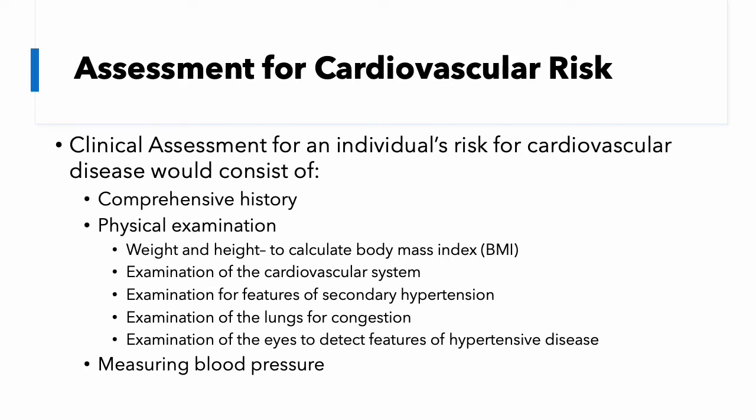Examination of the cardiovascular system, because that examination may show things that can indicate an underlying cardiovascular illness. Examination for features of secondary hypertension, because as we know, high blood pressure puts an individual at an increased risk of developing cardiovascular illness. Examination of the lungs for congestion, because this can actually be seen in persons who have heart failure. Examination of the eyes to detect features of hypertensive disease, and also measuring one's blood pressure is very important.